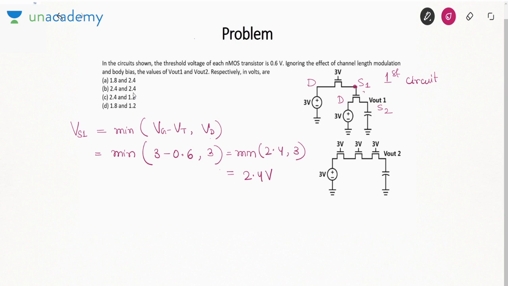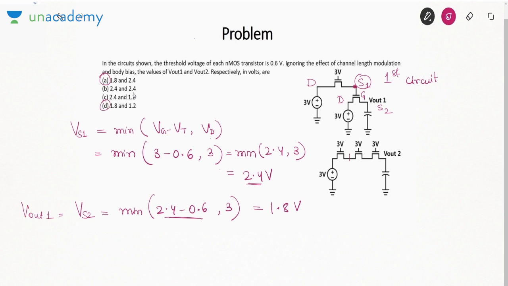Now this voltage becomes the gate voltage for the second transistor. The source of the first is connected to the second gate. So Vs2 is the minimum of Vg minus 0.6, where Vg is 2.4, and 3. So what is the minimum value of these two? It is 2.4 minus 0.6, or you can say 1.8 volt. So this value is Vout1. That means there are only two answers possible, A and D.